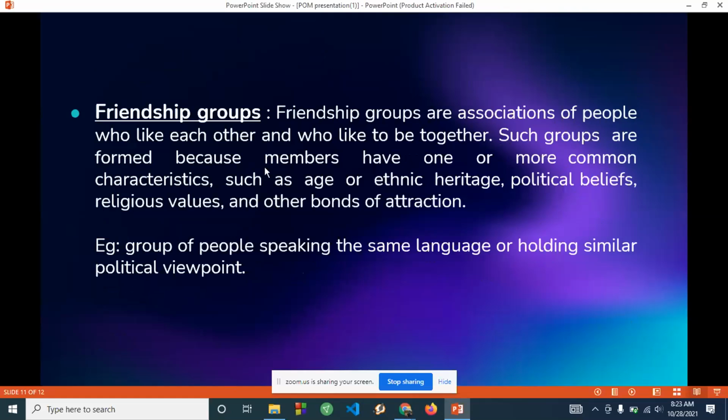Let's talk about the friendship groups. Friendship groups are associations of people who like each other and like to be together. Such groups are formed because members have one or more common characteristics such as age, ethnic heritage, political beliefs, religious values, and other bonds of attraction. For example, a group of people speaking the same language or holding a similar political viewpoint. Such groups are called friendship groups.